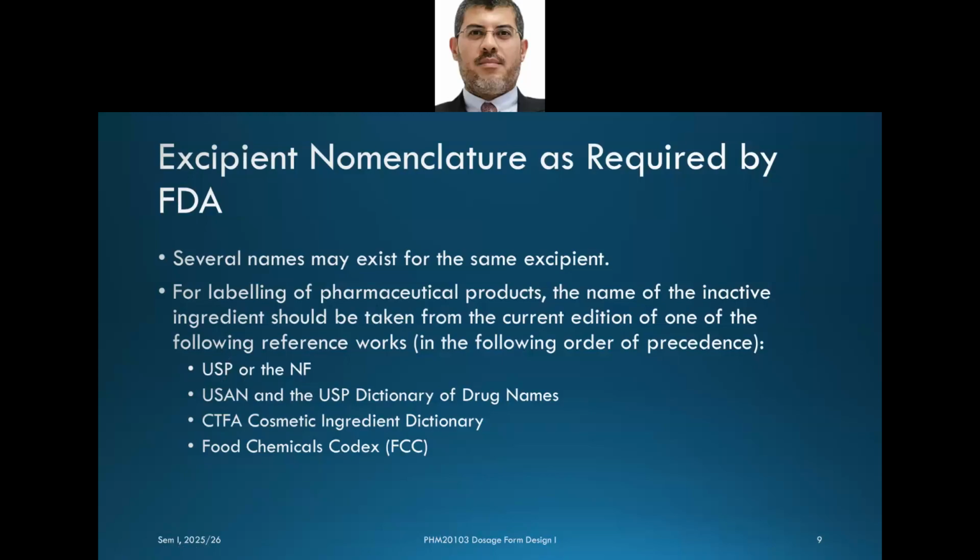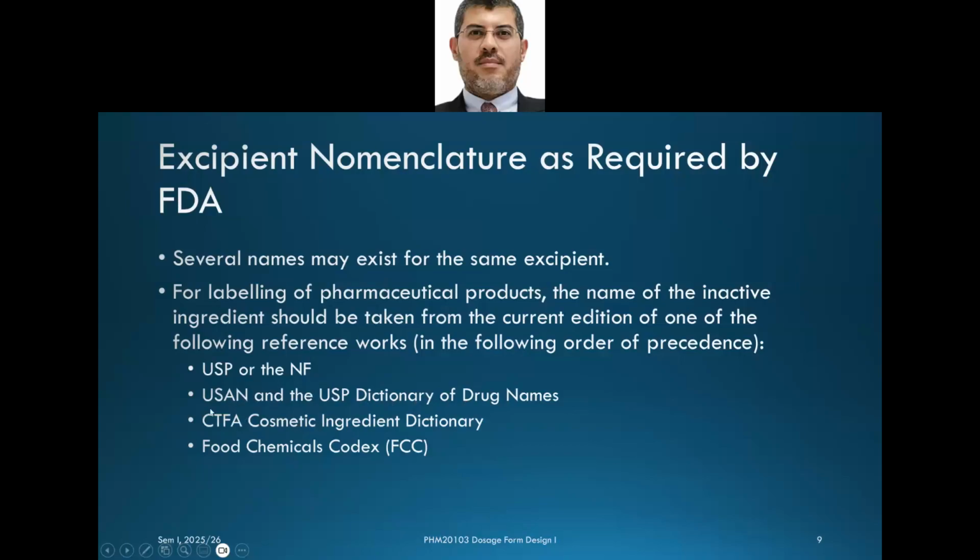So if the title of the monograph is hypromellose, I write hypromellose. If the title of the monograph is hydroxypropylmethylcellulose, then I use hydroxypropylmethylcellulose. Okay. How about if no monograph in the USP? Then I should look in USAN and the USP dictionary of drug names. Okay.